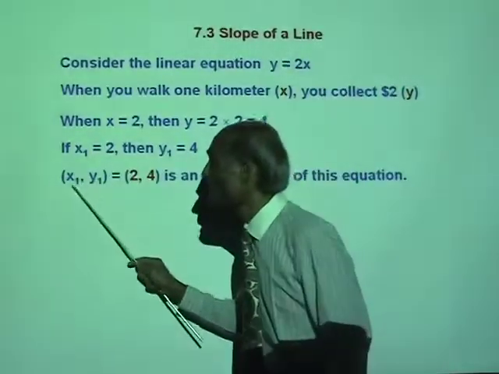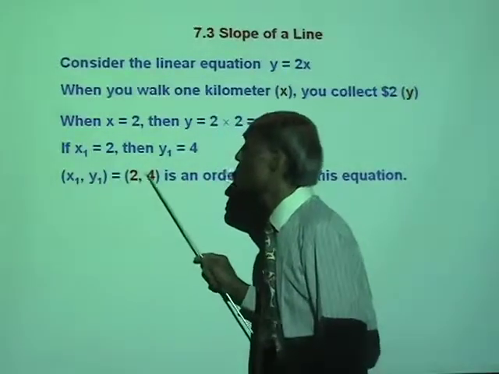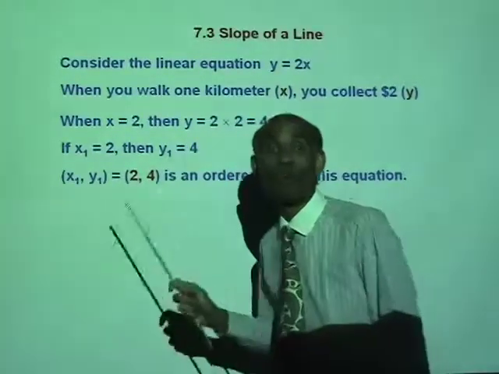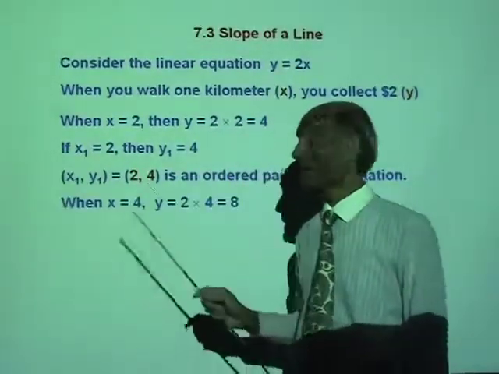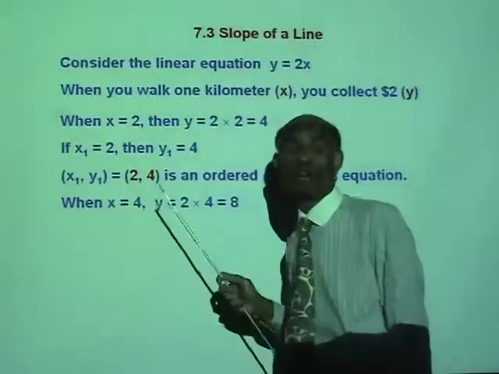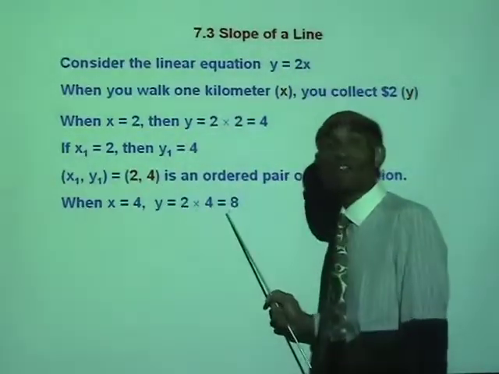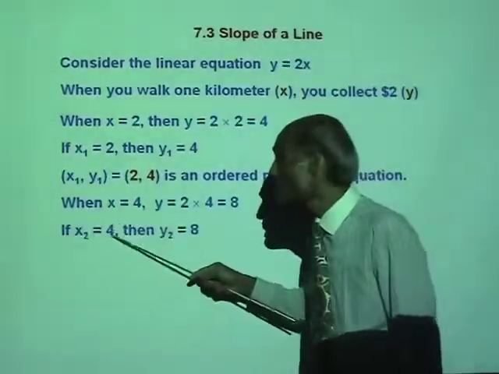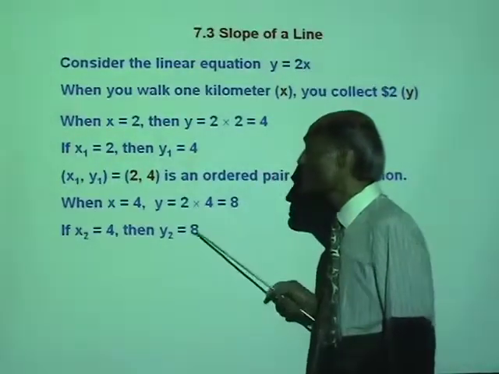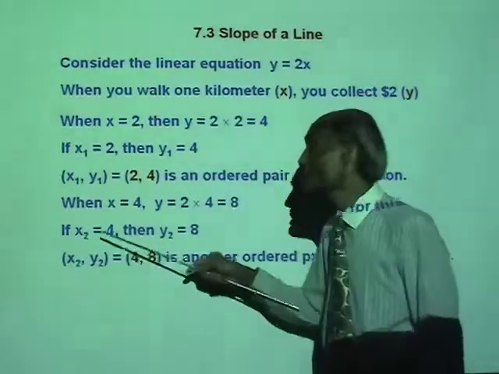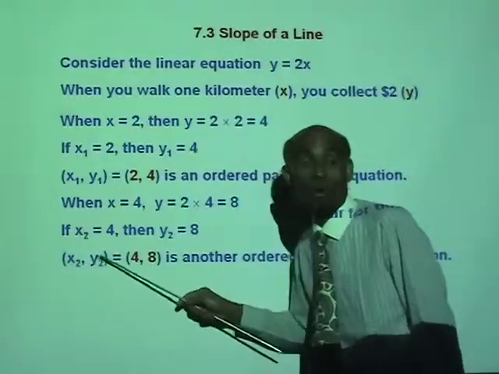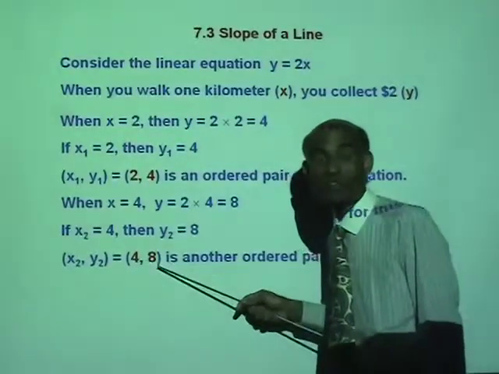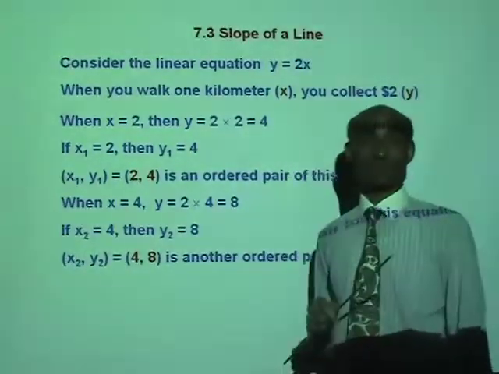Alright, we will write it like this: x1, y1 equal to 2, 4. You walk 2 kilometers, then you collect $4. Alright, what happens when you walk 4 kilometers? Then you collect $8. We have now another ordered pair. If x2 equal to 4, then y2 equal to 8. That means x2, y2, another ordered pair, is 4, 8. When you walk 4 kilometers, you collect $8.